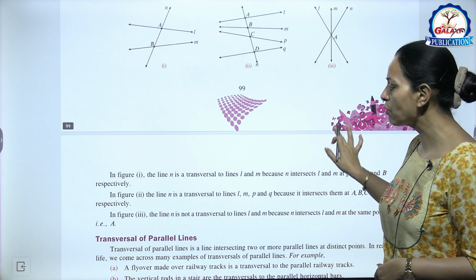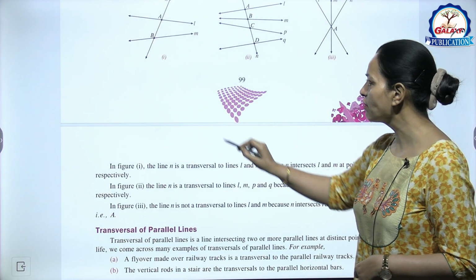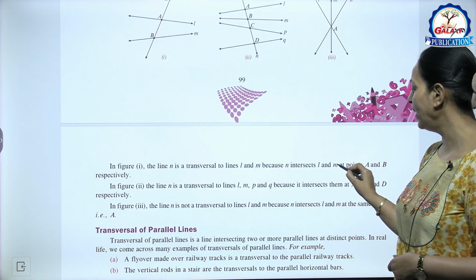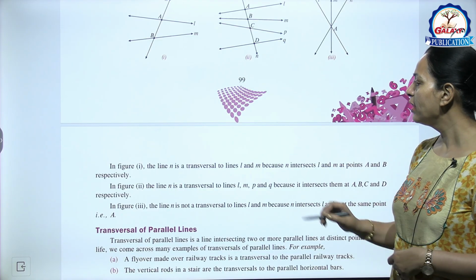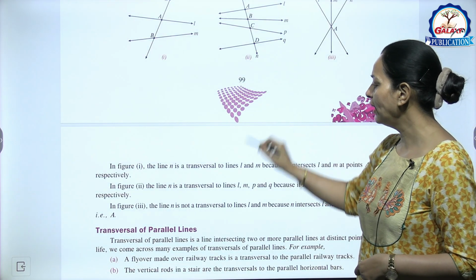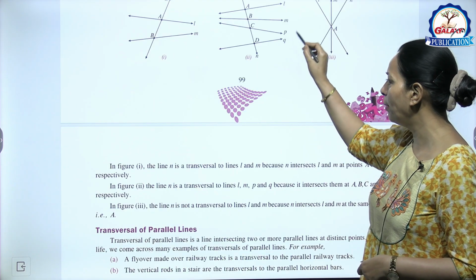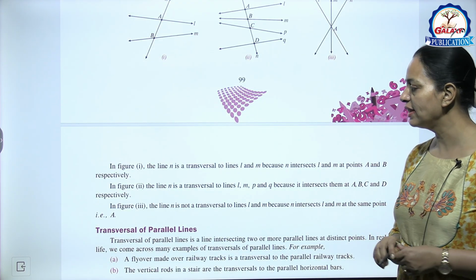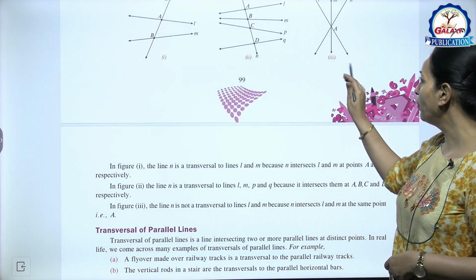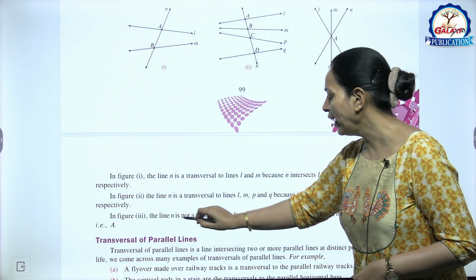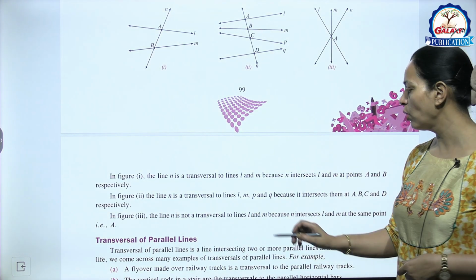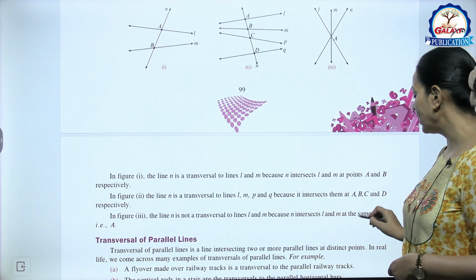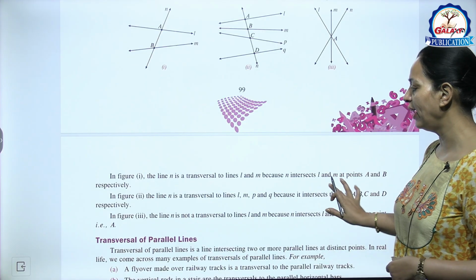So here in first one, the line N is transversal to L and M, as I told you, because N intersects L and M at different points. Now in the second one also, N is a transversal to line L, M, P and Q because it intersects them at A, B, C and D respectively. Now in figure 3, here the line N is not a transversal to lines L and M because N intersects L and M at the same point, that is A, right?